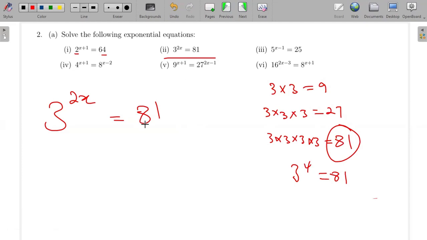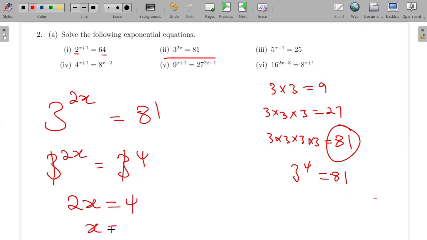So here where there's 81, I'm going to put 3 to the power 4. So this will be 3 to the power 2x is equal to 3 to the power 4. And then I'm going to cancel out the bases. So it will be 2x is equal to 4, which will just be x is equal to 4 over 2, which is 2. So x there is equal to 2.